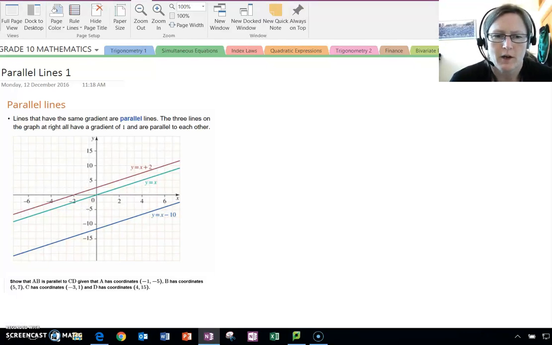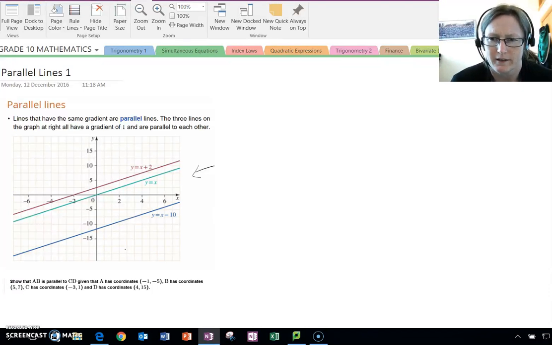Lines that are parallel have the same gradient. You can see here that the pink, aqua and blue line are all parallel to each other. In other words, they stay the same distance apart from each other forever and ever. Let's look at their gradients.